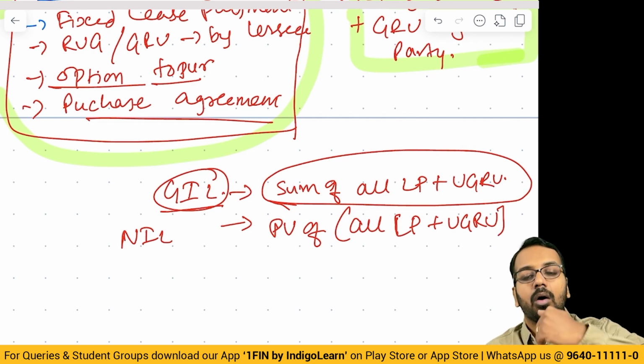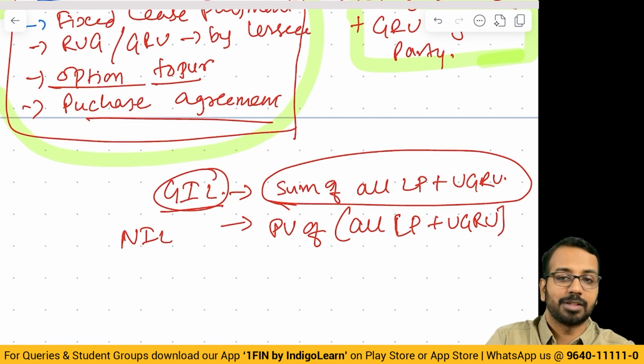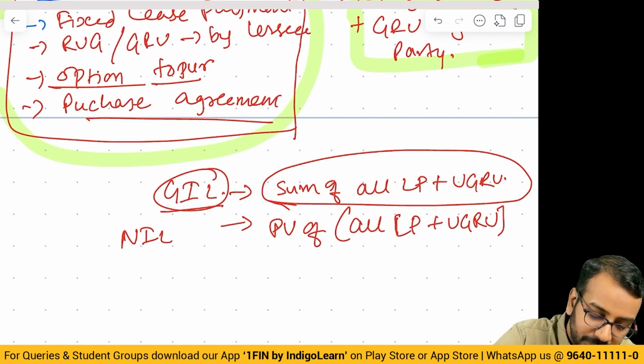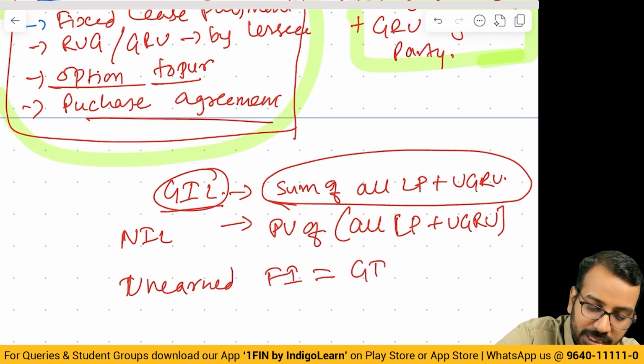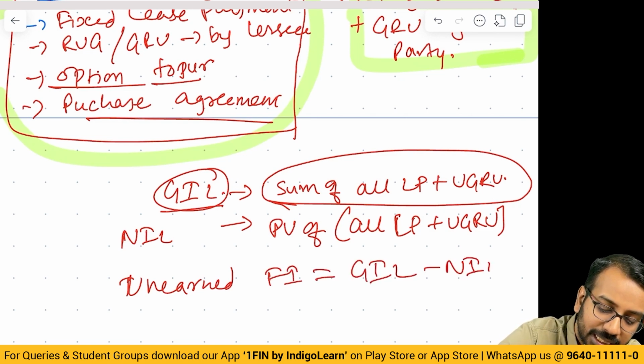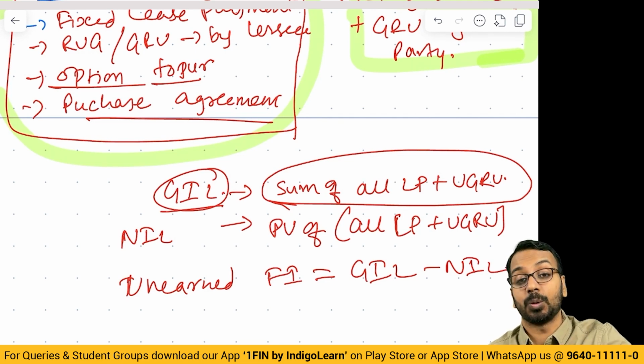Present value of all lease payments plus unguaranteed residual value. That is the net investment in lease. Then unearned finance income is equal to gross investment in lease minus net investment in lease. We'll do it once again with the text so that it is absolutely clear.